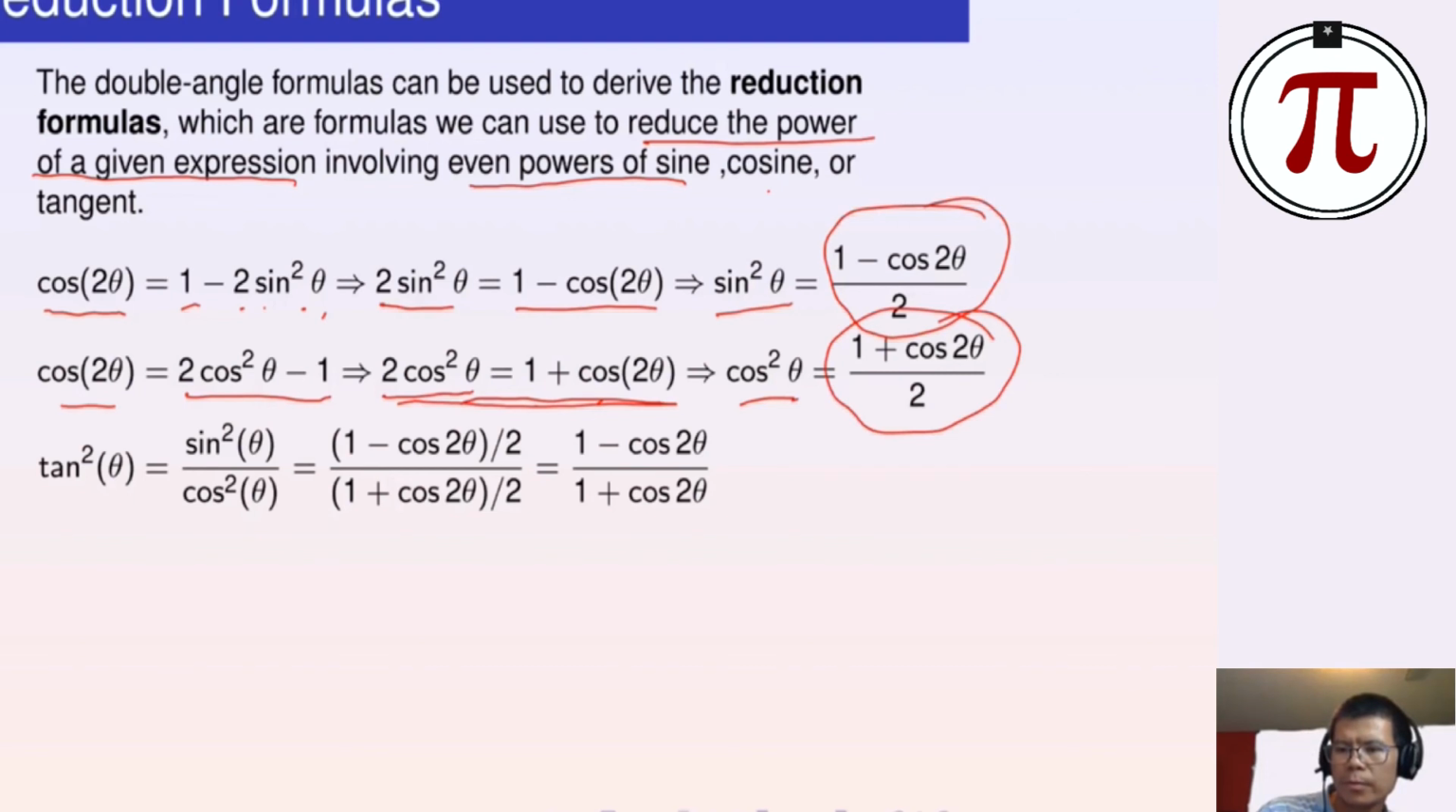And finally, we see that tangent squared equals sine squared over cosine squared. Sine squared, as we see, is 1 minus cosine 2 theta over 2, and cosine squared theta is 1 plus cosine 2 theta over 2. Then if you multiply 2 on top and bottom, you get 1 minus cosine 2 theta over 1 plus cosine 2 theta. So therefore, we have these reduction formulas.